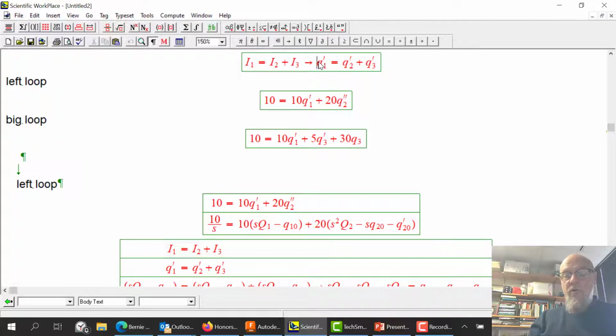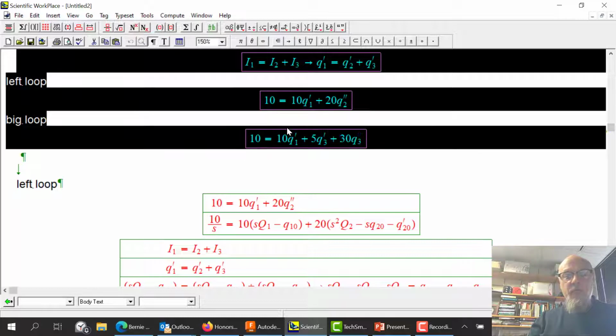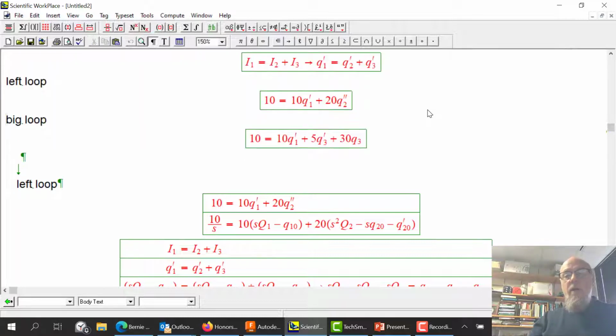So for our Kirchhoff's current law, I guess I'm using Kirchhoff's voltage law to get these left loop and big loop equations. Here's my 3 equations, 3 differential equations that have the Q1, Q2, and Q3 in them. So now I'm going to Laplace everything, take the transform.